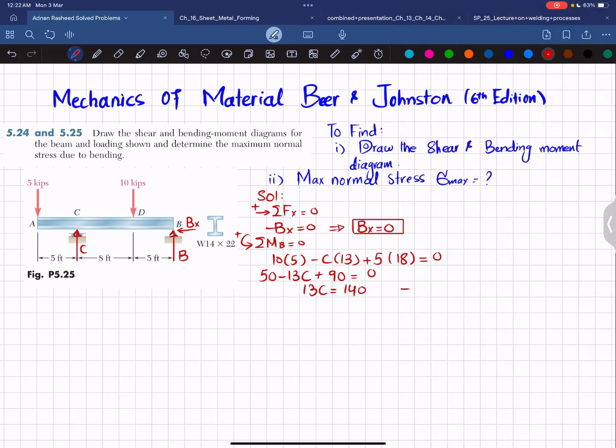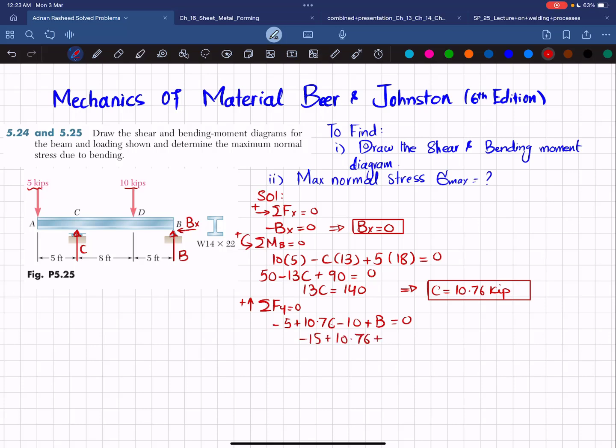So from here, C will be equal to 10.76 kip. Now you have this C, so you can find B by using the third equation of equilibrium: the sum of all forces along the y direction must be equal to 0, with upward force taken as positive. So minus 5 kips plus C, which is 10.76, minus 10 plus B is equal to 0. So you can see minus 15 plus 10.76 plus B is equal to 0.